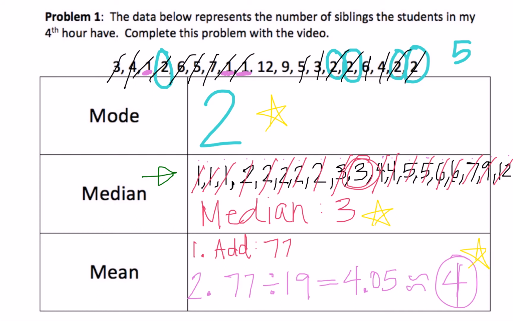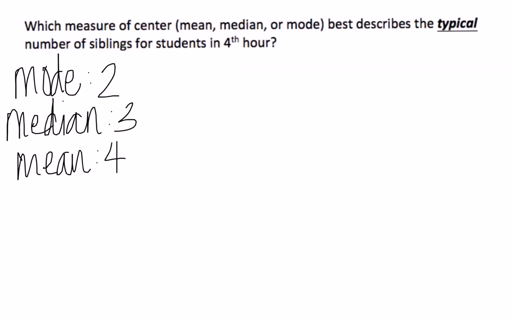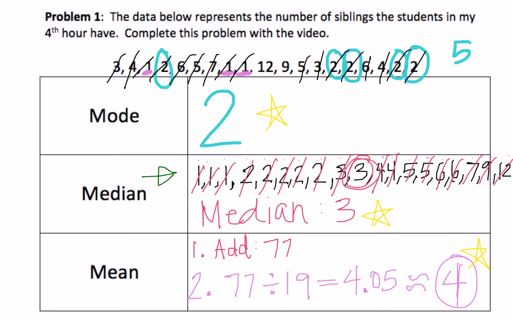If I'm looking, these ones are pretty close. I wouldn't say 4, because like lots of people only have 1 or 2 siblings, maybe 3. 2 is the most common, but then we have people with 12 and 9. So for this one, I think that median is the closest to typical, because, you know, I think 2 is a little too low, even though we have a lot of 2s. And I think 4 is a little too high because most of our numbers are 1, 2, or 3. So I'm going to go with 3 for this one.